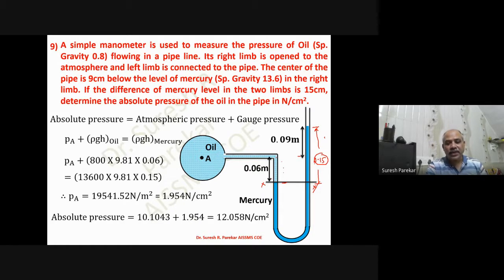Now absolute pressure we know is PA plus atmospheric pressure. This is atmospheric pressure that we know, 10.1043. That is not given, but we are going to consider this value for atmospheric pressure, plus we have this as gauge pressure. And from this we get the value 12.058 Newton per centimeter square.